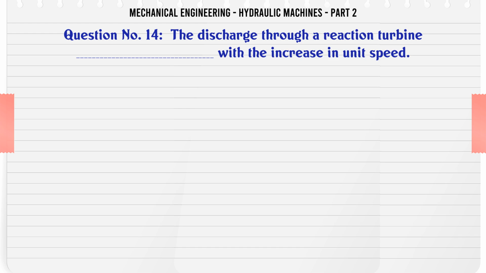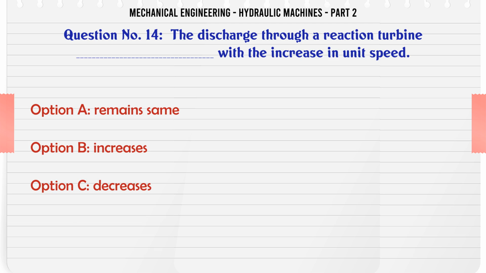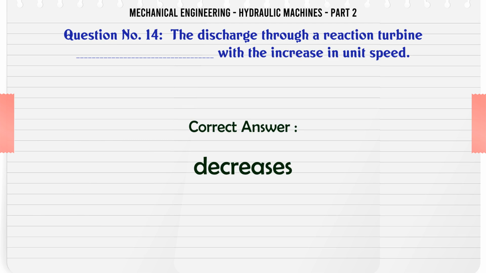The discharge through a reaction turbine with the increase in unit speed. A. Remains same. B. Increases. C. Decreases. D. The correct answer is decreases.